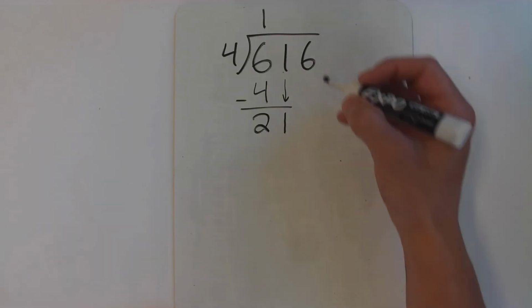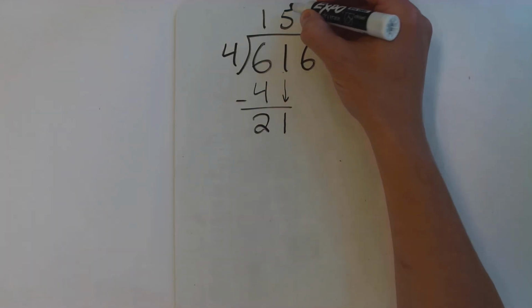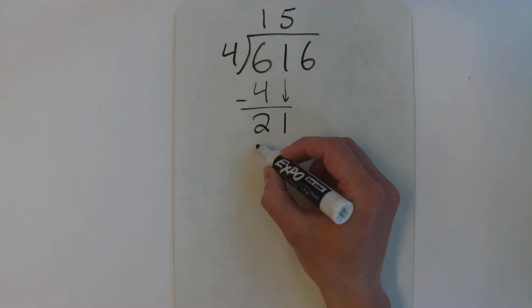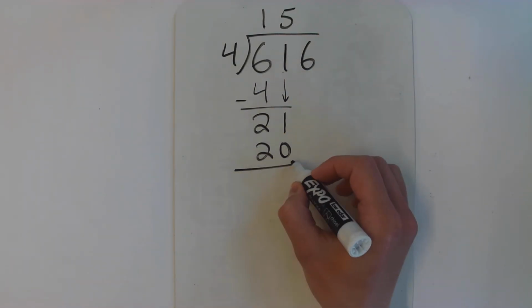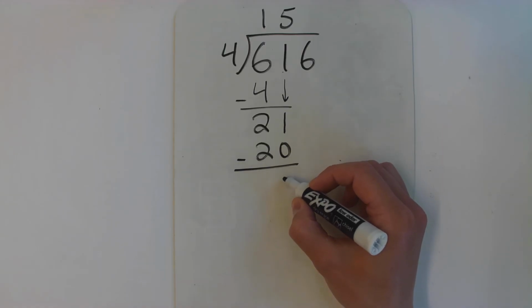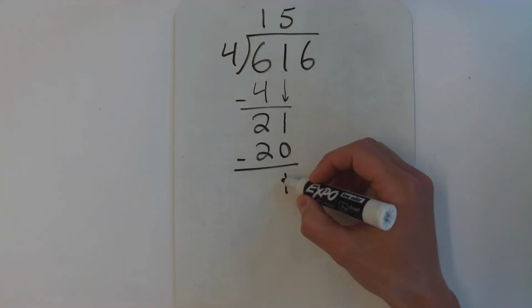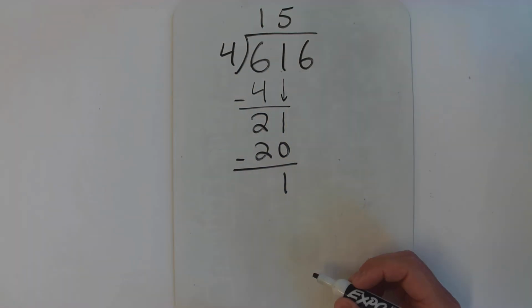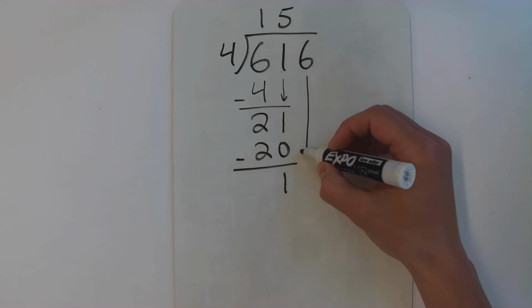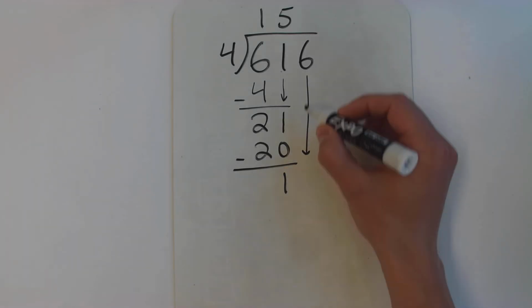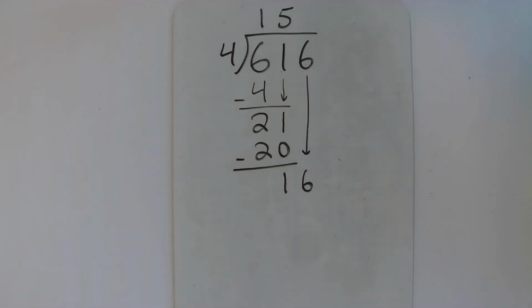How many can I put into each group? I can place 5 tens into each group. That means I have removed 20 tens from my original quantity for my dividend, so that leaves 1 ten left over. And then again, we can't distribute that into the 4 groups. We don't have enough, so then we regroup that 1 ten as 10 ones, and then we take these other ones into consideration. Now we have 16 ones.